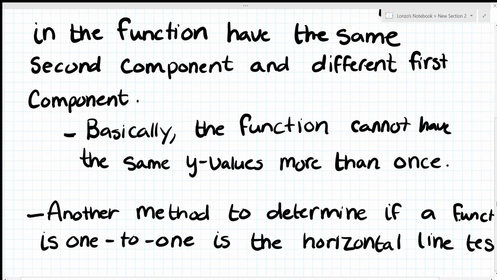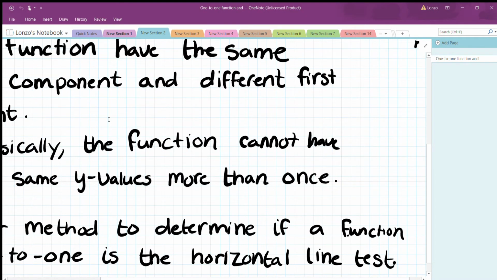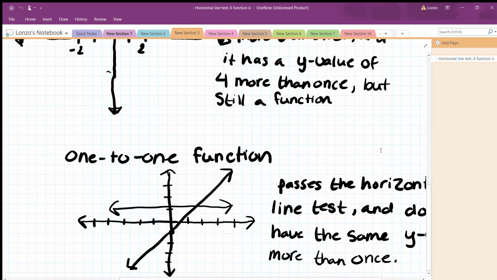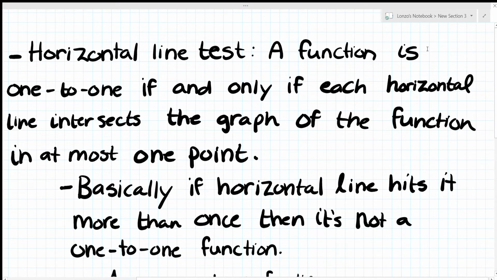Another method to determine if a function is one-to-one, and this is probably the most popular way, is the horizontal line test. A function is a one-to-one function if and only if each horizontal line intersects the graph of the function at one point, at most one point. So basically, if the horizontal line hits it more than once, then it's not a one-to-one function.